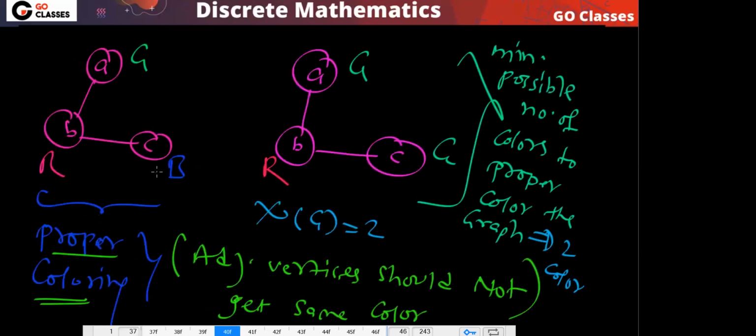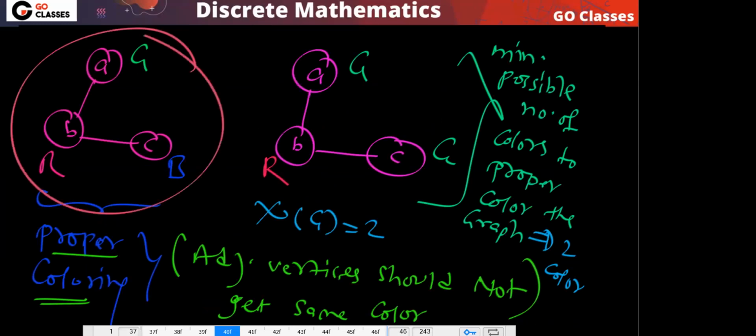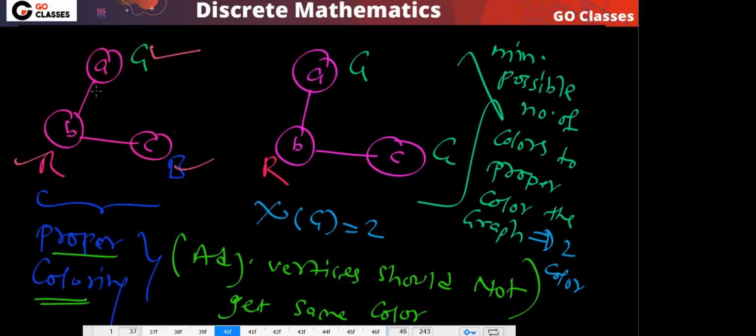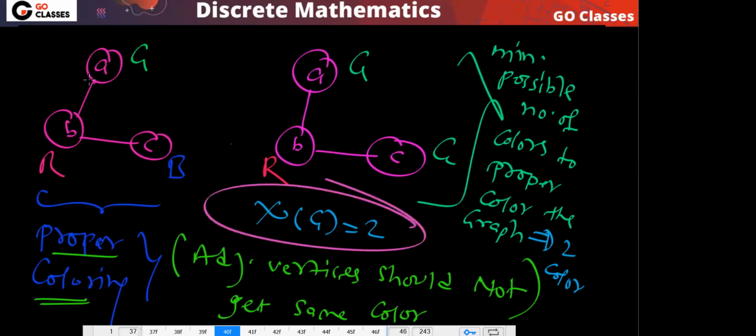For example, in this graph, can I say this is 3 colorable? Yes, this is 3 colorable. You can notice green, red, blue. But what is the chromatic number? Minimum how many colors you need? Minimum 2 colors you need. Can I do this graph using 1 color? No, I cannot use 1 color. So the chromatic number will be 2.